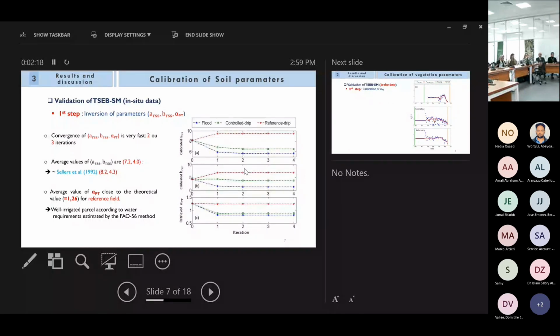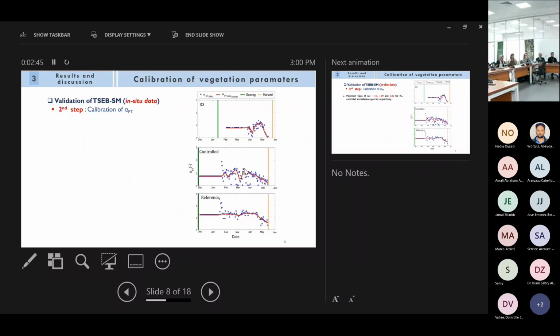and BL6. And those values are quite similar to those found in literature. And the average of the Priestley-Taylor coefficient is close to the theoretical value, which is 1.26, for the reference field in Chichaoua. Why? Because this site is well irrigated according to the irrigation required as estimated by FAO 56.